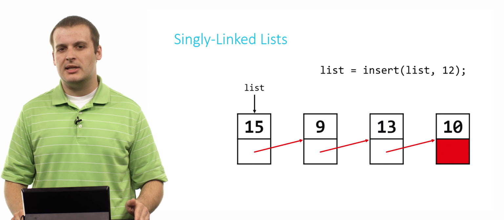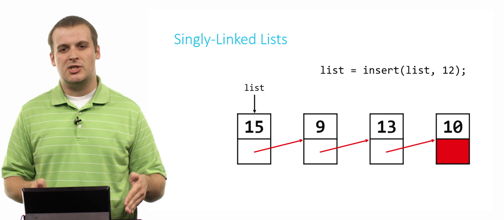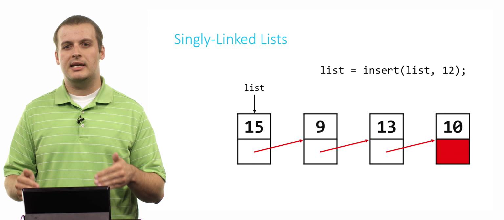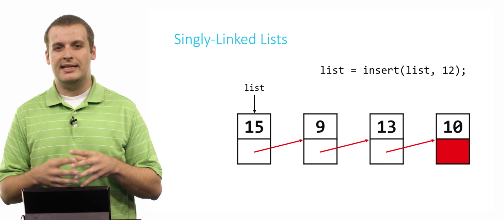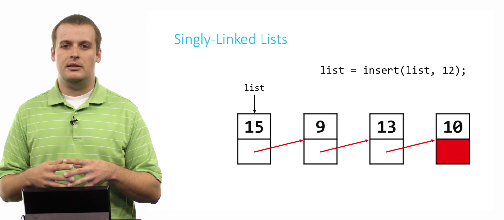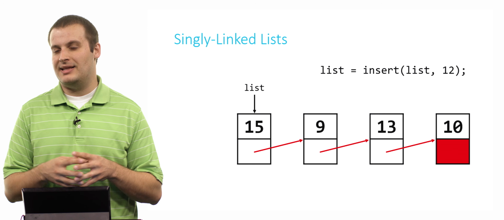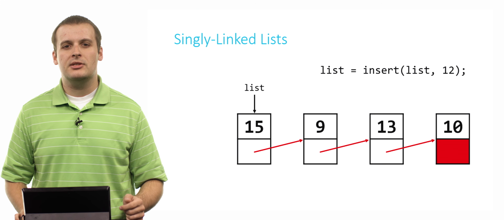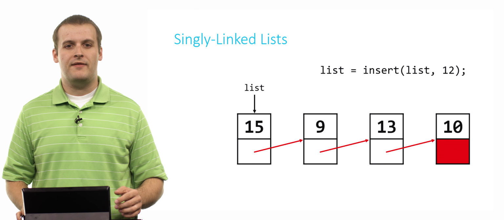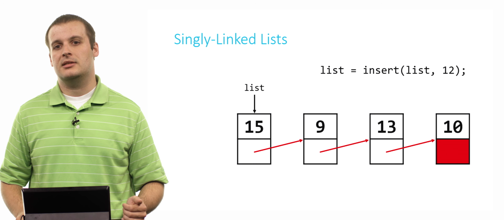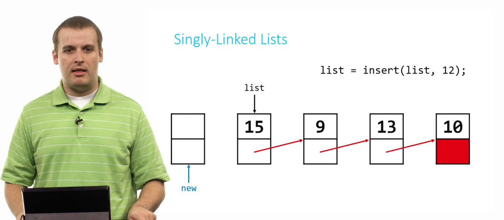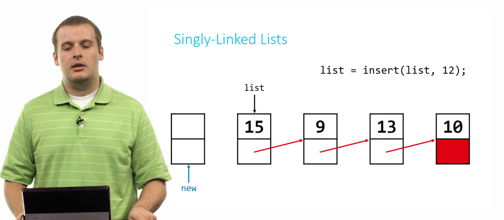It consists of 4 elements: a node containing 15, which points to a node containing 9, which points to a node containing 13, which points to a node containing 10, which has the null pointer as its next pointer. So that's the end of the list. So if we want to insert a new node with the value 12 at the beginning of this list, what do we do? Well, first we malloc space for the node, and then we put 12 in there.